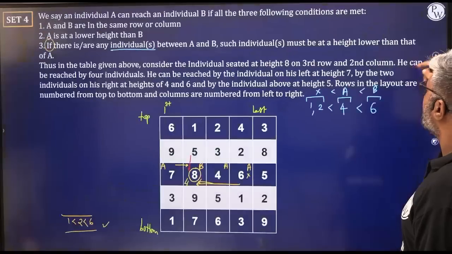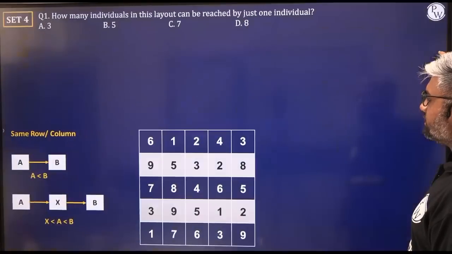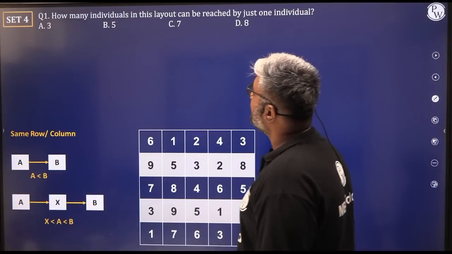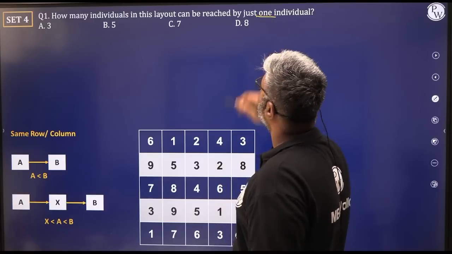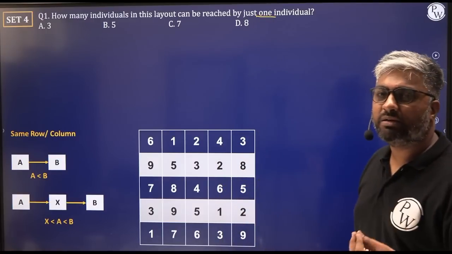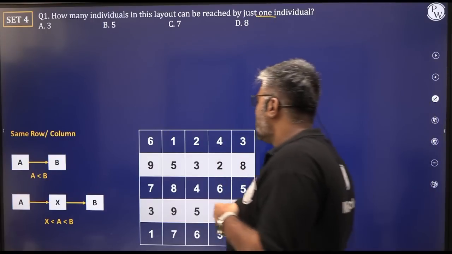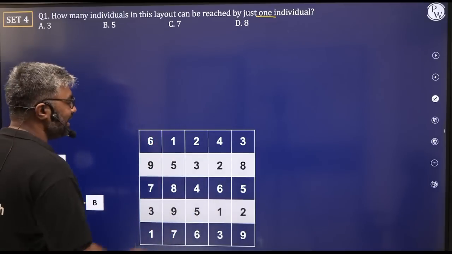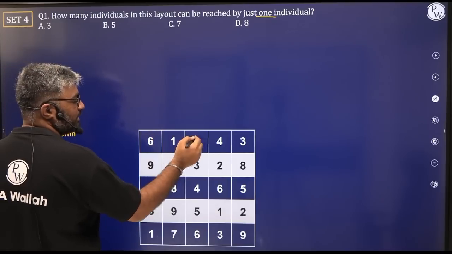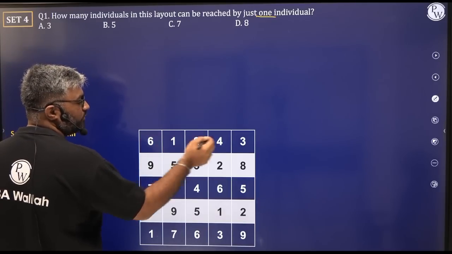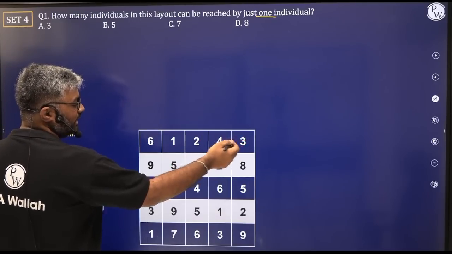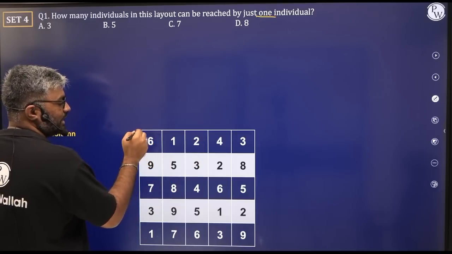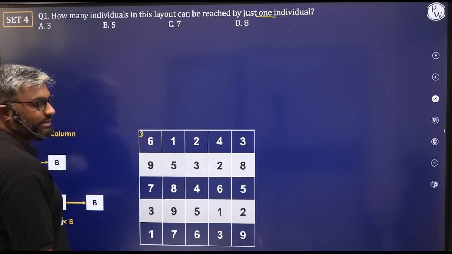Yeah. So let's look at the first question. So what's the first question saying? How many individuals in this layout can be reached by just one individual? Should be reachable by only one individual, right? So if you look at 6, we've already seen 6 can be reached from 2, from 4 also, but not from 3, and not from 9. So we have 3 players that can reach 6, right?